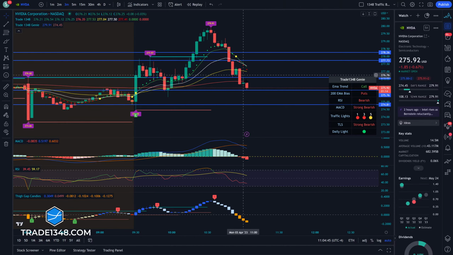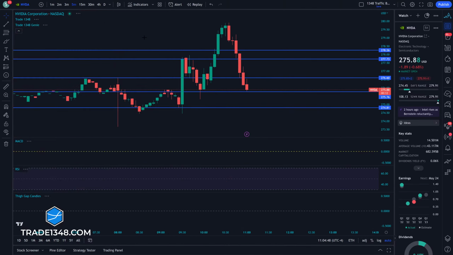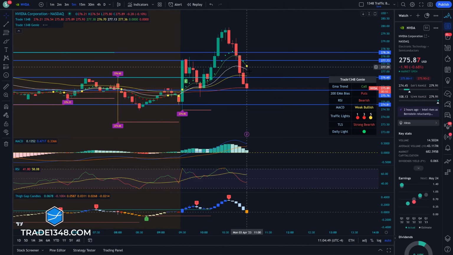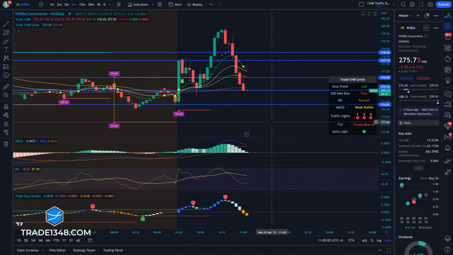Nvidia doing its thing. I'm liking it. Wait, we have a 5-minute traffic light printing. Okay, this is good. Used 1348 on UVXY this morning and into green. Brian Pachangaro, good stuff, brother.